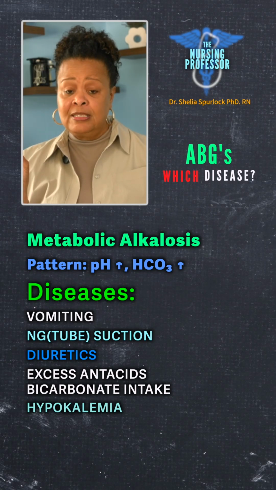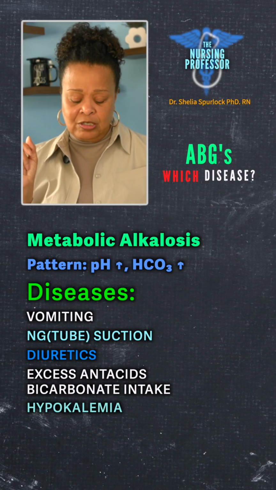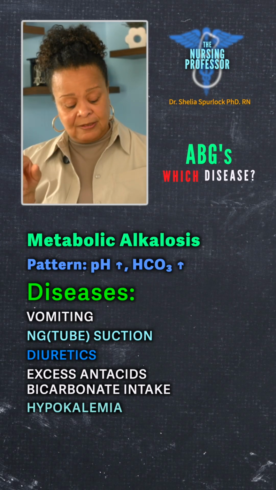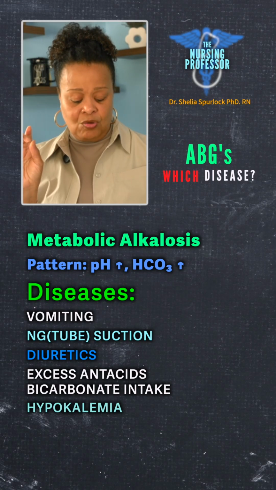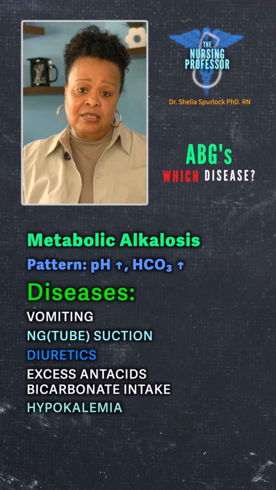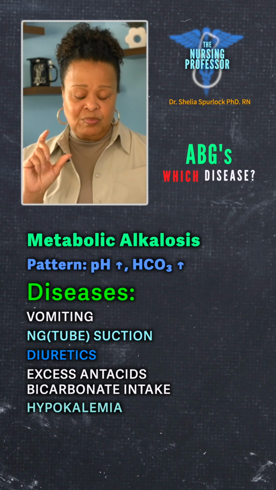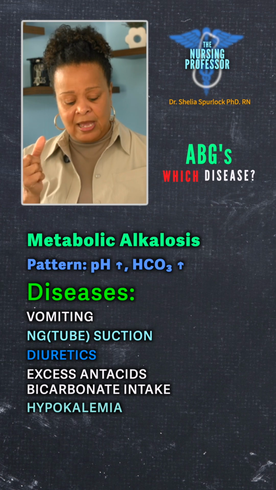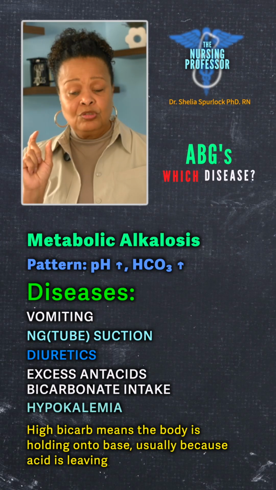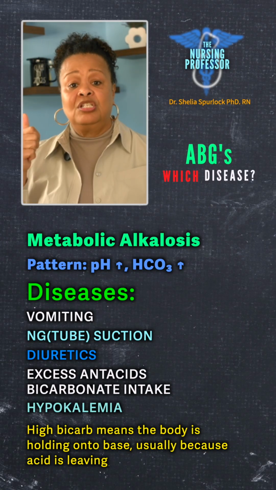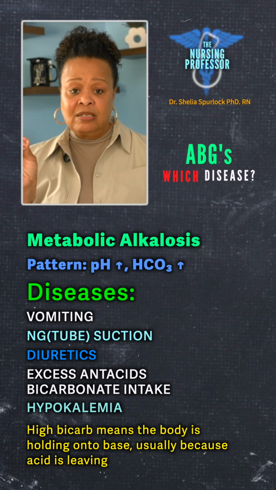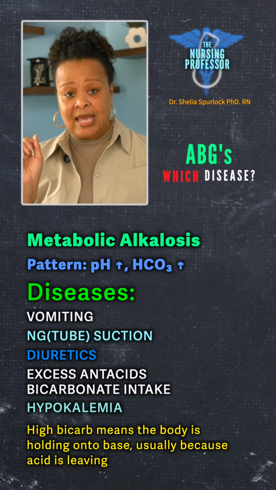Diuretics, those people who are taking diuretics maybe to control their hypertension, because they can lose both hydrogen and potassium. Excess antacids or bicarbonate intake. You want to pay attention to those patients. And hypokalemia, those people who have a low potassium, because there is a shift that can happen which can lead to metabolic alkalosis. So remember, losing stomach acid, the pH is going to actually go up. And so that is what we want to take a look at when we're looking at metabolic alkalosis.